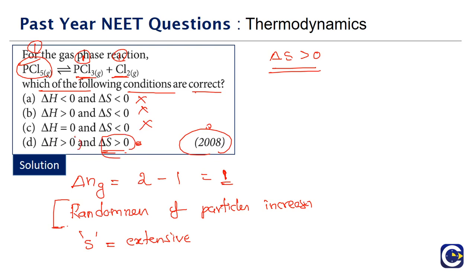But how are we going to conclude about delta H? Can we comment whether delta H will be positive or negative? This one we will not be able to directly comment on by looking at the reaction, and we can't just see a reaction and tell whether it is going to be exothermic or endothermic. But generally speaking, if you look at the dissociation, here PCl5 is dissociating to produce PCl3 and Cl2.